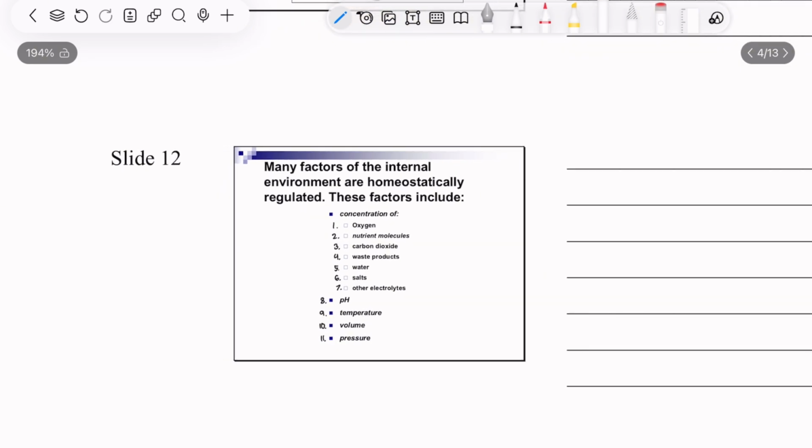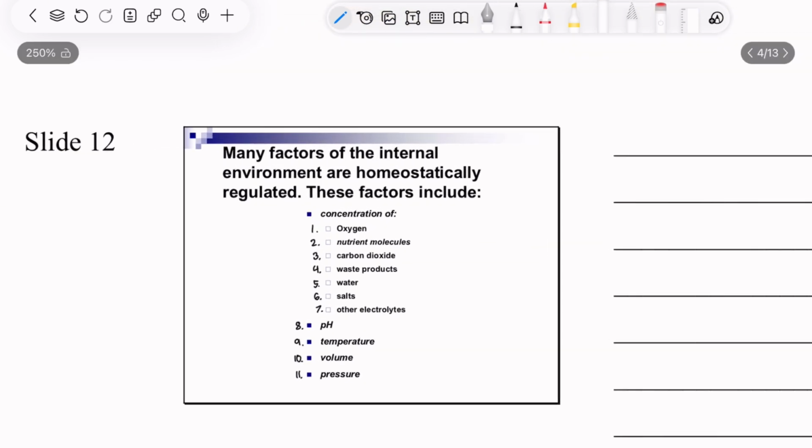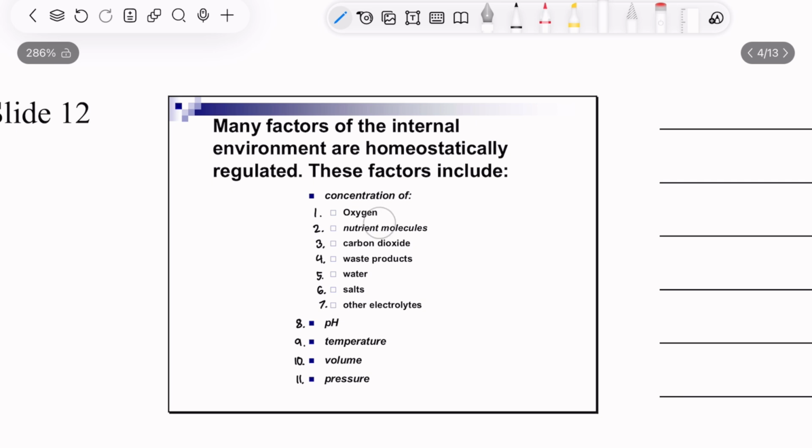Many factors of the internal environment are homeostatically regulated. These factors include the concentration of oxygen, nutrient molecules, carbon dioxide, waste products, water, salts, and other electrolytes. It also includes the pH, temperature, volume, and pressure.